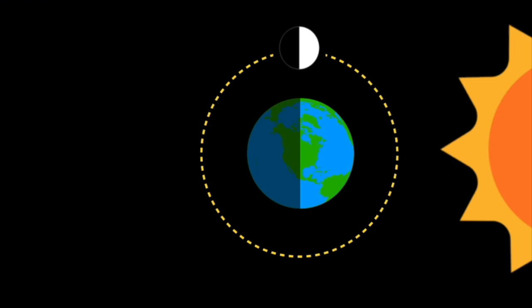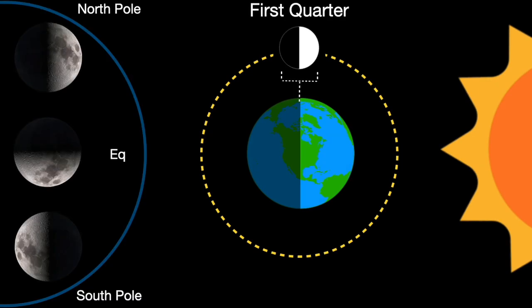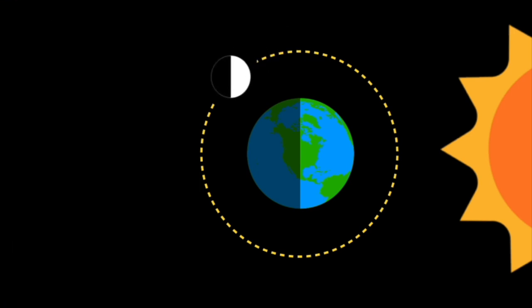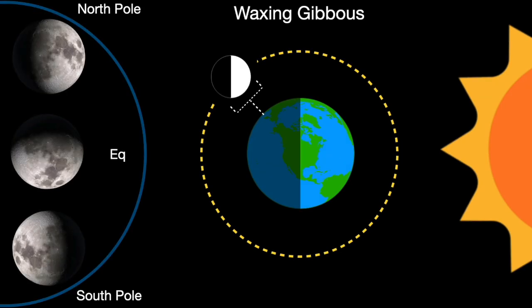Number 3, first quarter. At this stage, half of the near side of the moon is lit up, making it look like a semicircle. It's called first quarter because it happens about 1/4 of the way through the moon's orbit. Number 4, waxing gibbous. Gibbous means the moon is more than half full. It's almost completely lit, just a little more to go until it's full.